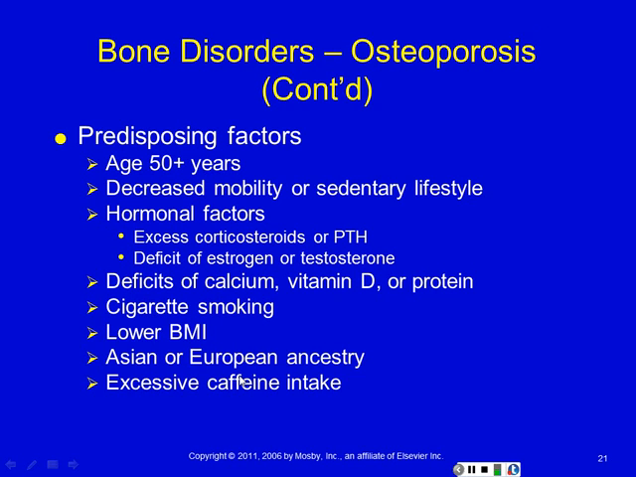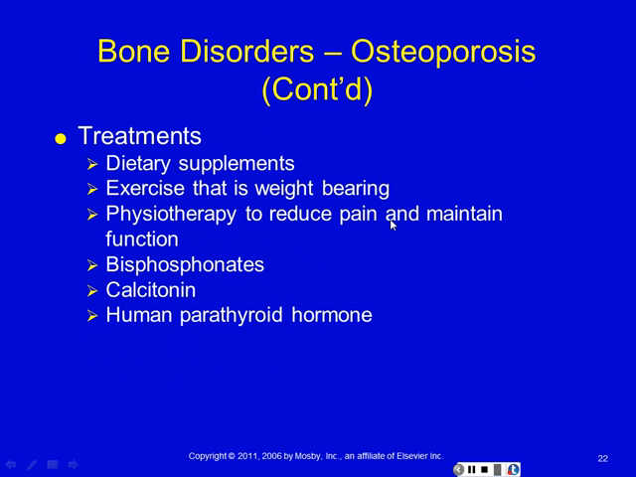Asian and European ancestry, other groups don't get osteoporosis at the same high level. And then a relatively new one is caffeine. Lots of caffeine in life is also a risk factor for osteoporosis. So if you're a caffeine junkie, take your calcium pills.